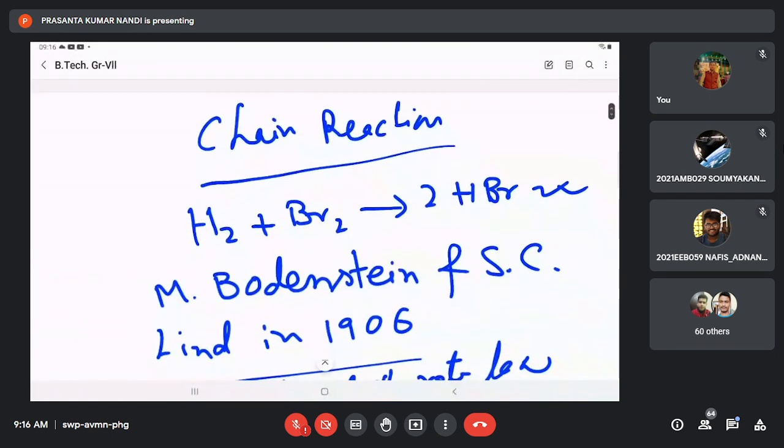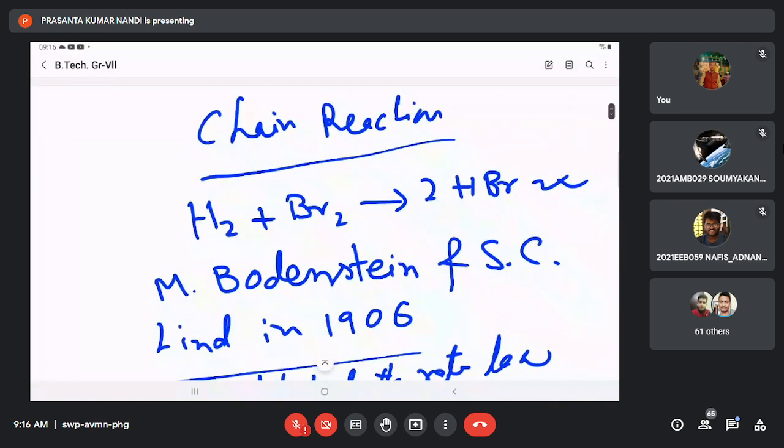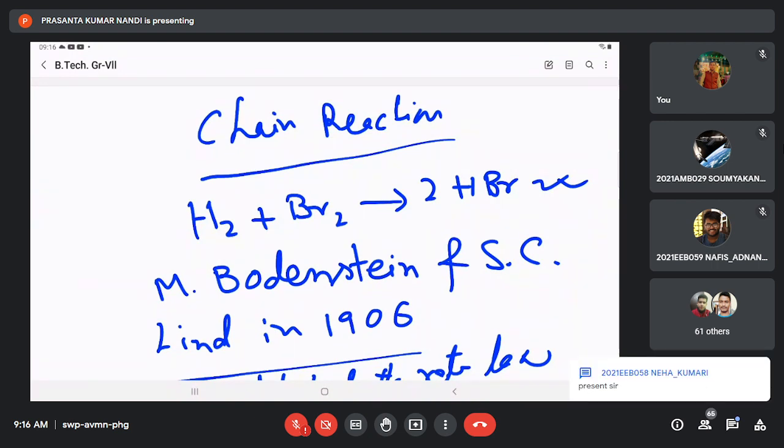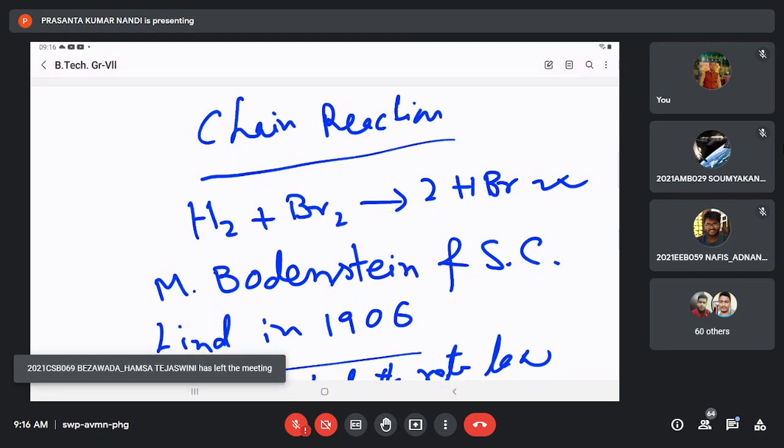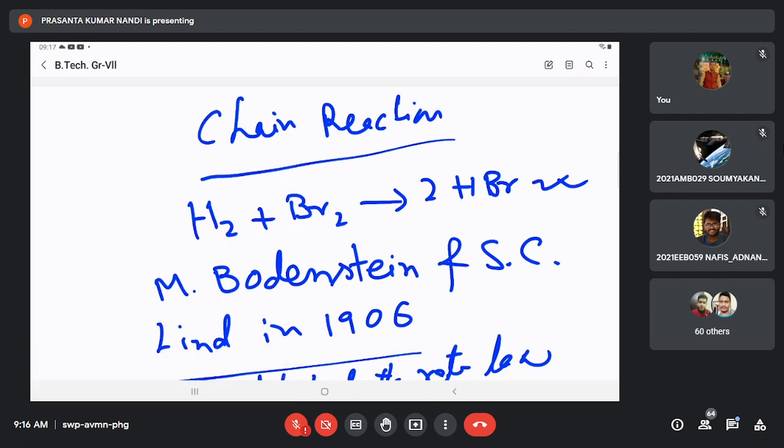Okay, so this is a chain reaction. Actually, what is a chain reaction? I think you have some idea. A typical example of these chain reactions that we discussed here is hydrogen and bromine. They react in the gas phase to produce hydrogen bromide, right?